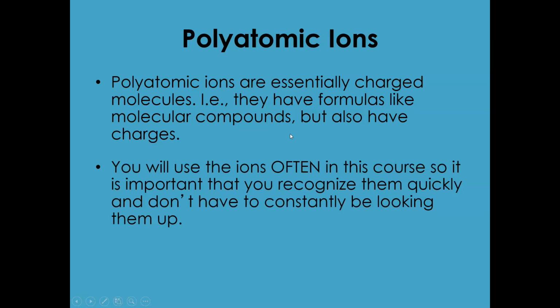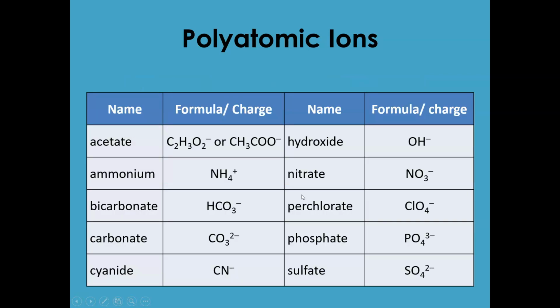Over the course of the year, we're going to use the polyatomic ions often in this course. So it's important for you to be able to recognize them, know their charges, and not have to be constantly looking them up. The thing about the polyatomic ions is there's really not a good way of memorizing what their charges would be using a systematic way based on the periodic table. You simply have to memorize these things. And so these are the 10 polyatomic ions whose formulas and charges you're going to need to have memorized.